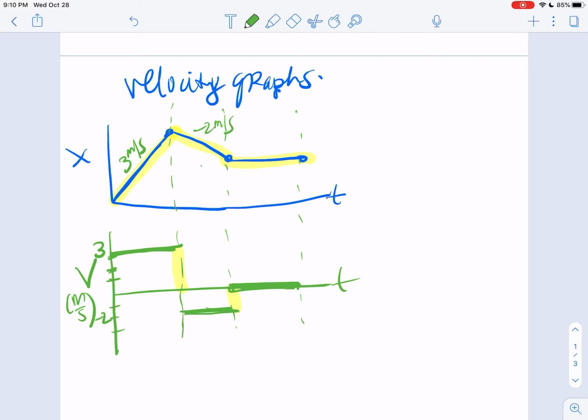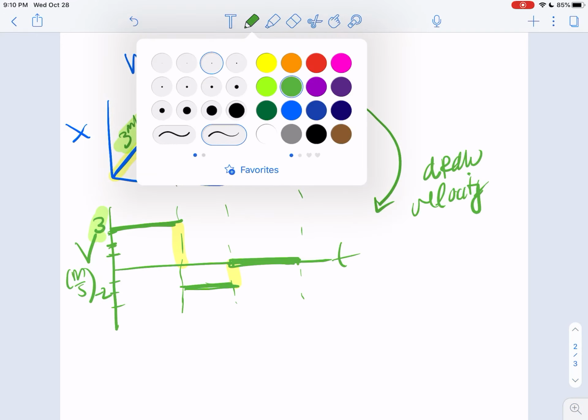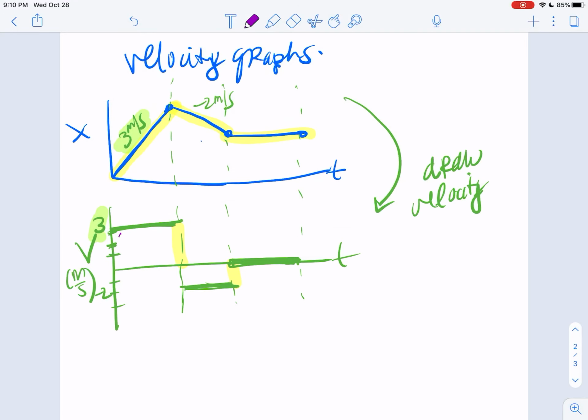So you might need to be able to draw the velocity graph. That's something that you need to be able to do. Just remember the slope here becomes this number here, where it's at. And then the last thing that you need to be able to do is find the displacement.